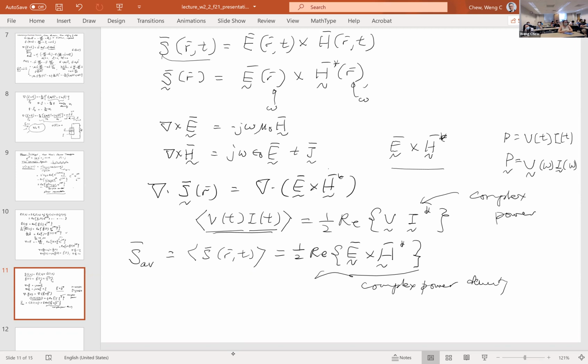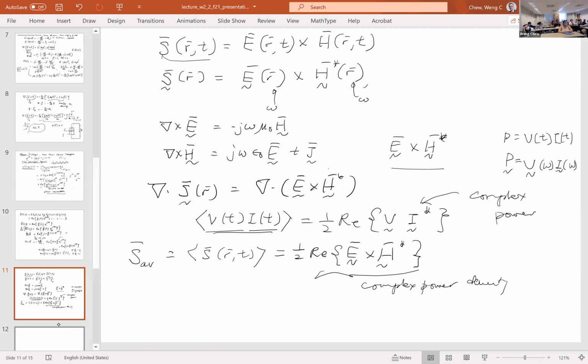Does anybody know what the physical meaning of the imaginary part of that power is? Anybody know, in circuit theory? Yes? Isn't it the reactive power? Very good. Okay, it's called the reactive power. The reactive power will not be there if V and I are in phase. But if V and I are out of phase, then you will see the role of the reactive power.